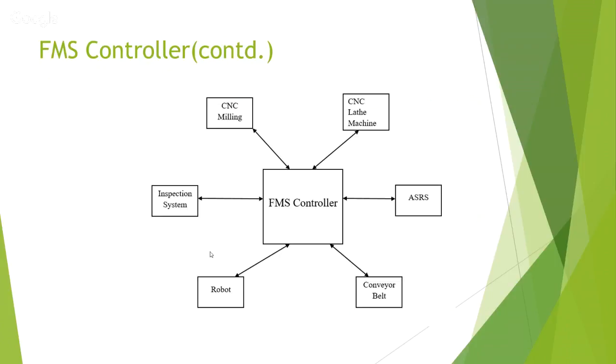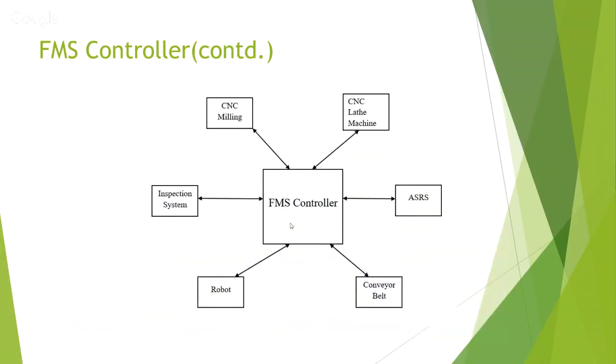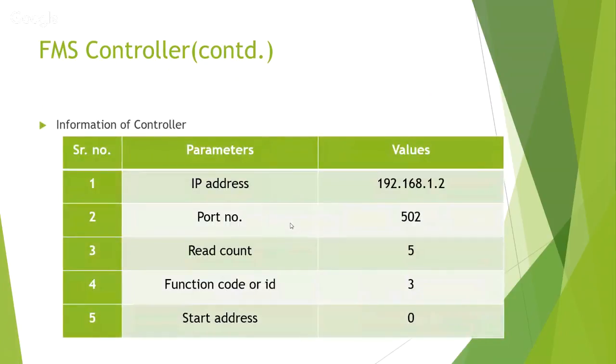The FMS controller is a master system which puts a request to all the machines, and all these machines give it information. It is a two-way communication. The FMS controller puts a request to the ASRS, then it gives information to the controller, and all this happens. And for extracting the data from the FMS controller, we need some information about the controller.